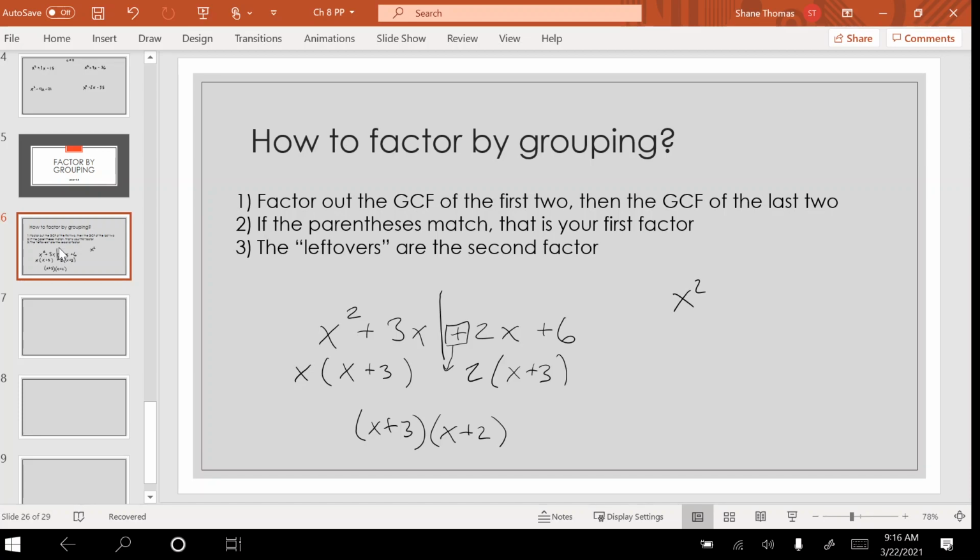Give us a harder one. x squared plus 5x plus 4x plus 20. Okay? Split it and do it right now. Everybody do it on your own.